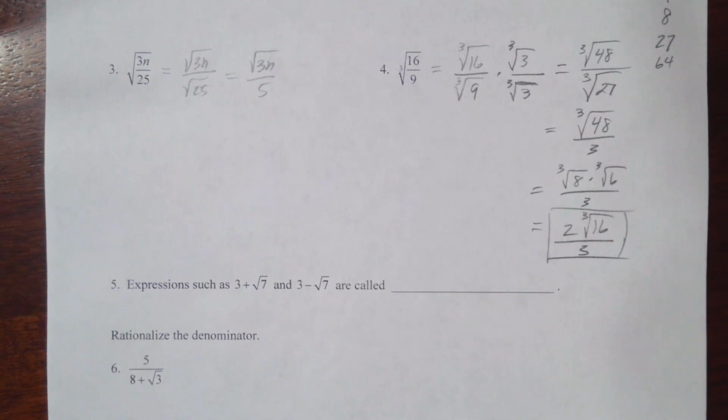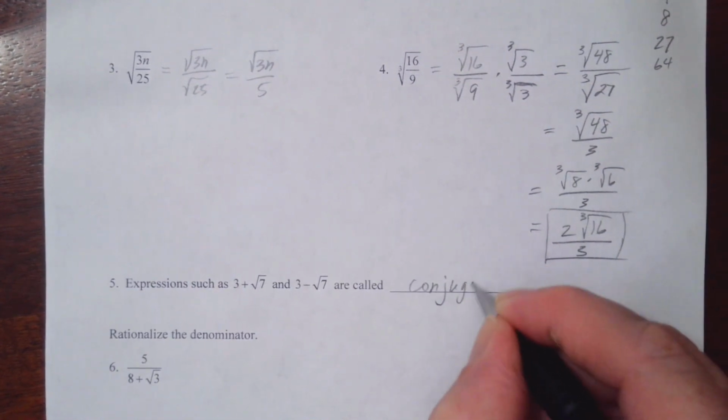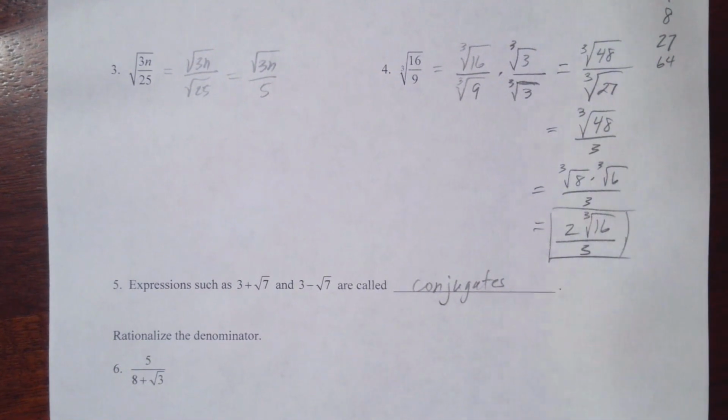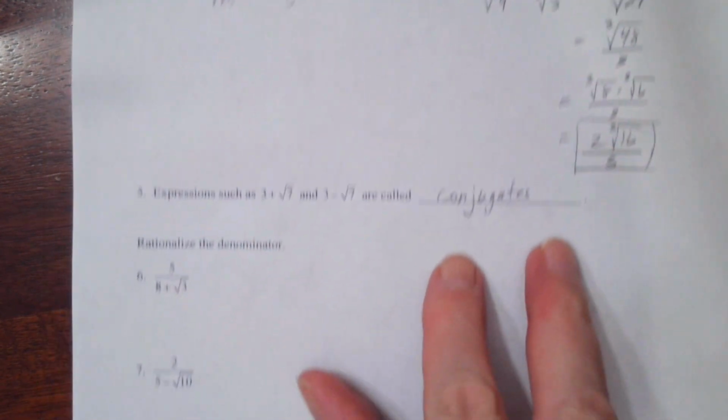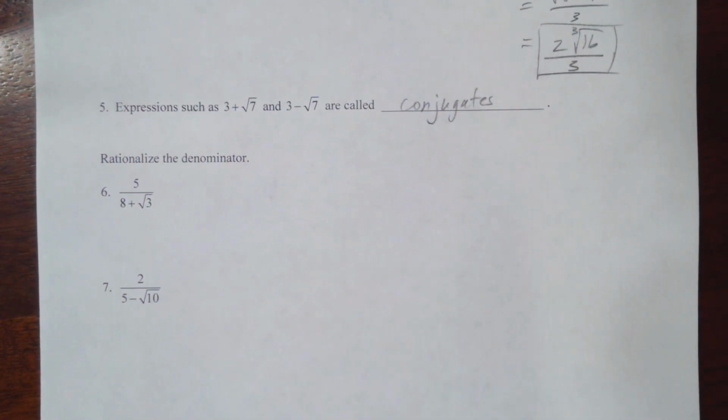Expressions such as 3 plus the square root of 7 and 3 minus the square root of 7 are called, hopefully you remember the name, they're conjugates. So now we're going to do some additional problems where we rationalize the denominator, but we've got a problem.